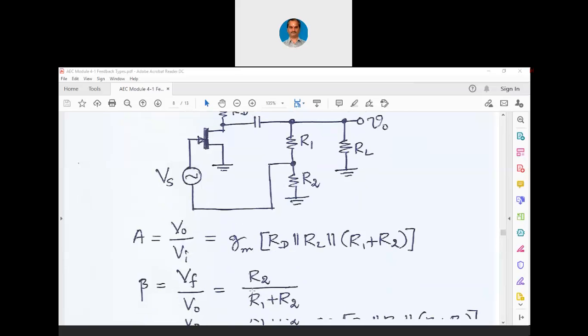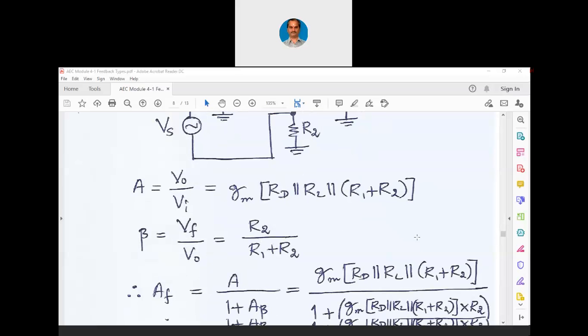Now what is beta? Beta is Vf by V0. That is nothing but R2 divided by R1 plus R2, because we are taking the feedback voltage across R2, whereas the complete output voltage is across R1 and R2. So the fraction beta is R2 divided by R1 plus R2.